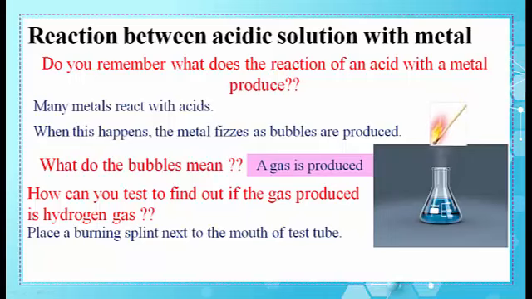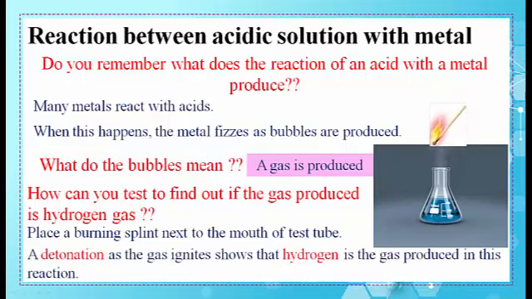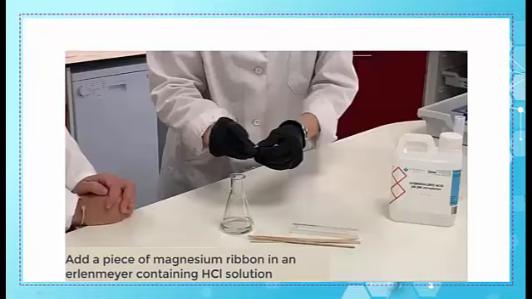Now, if a detonation occurs, a detonation means a pop sound, as the gas ignites, this shows that hydrogen is the gas produced in this reaction. To understand this idea better, look at this experiment where we add a piece of magnesium ribbon in an Erlenmeyer containing HCl solution.